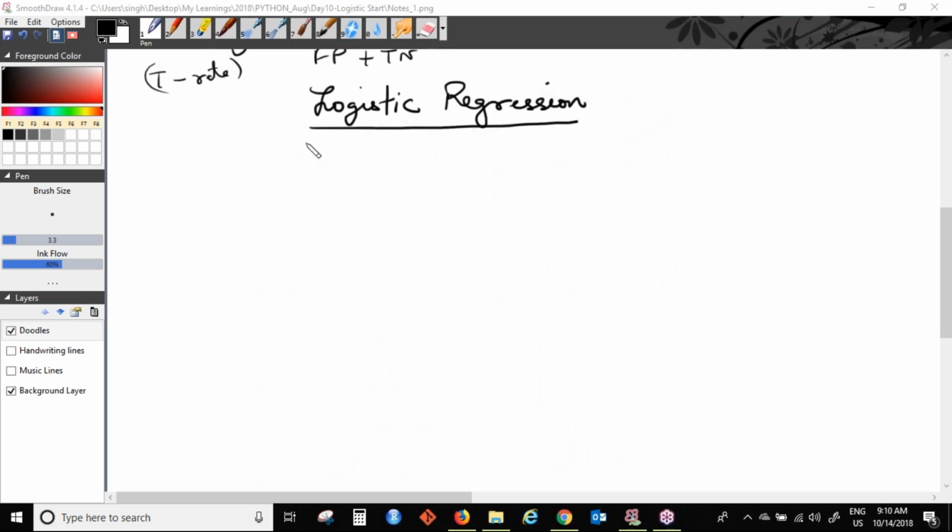Okay, so it's called logistic regression. First, let us look at the name. Look at the word regression here. Why do we have the word regression? We have the word regression because the idea in logistic regression is stolen from linear regression, and that is why it is called logistic regression.